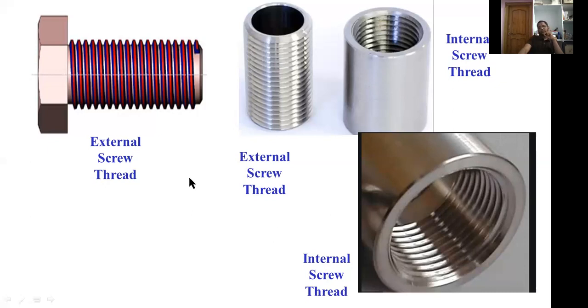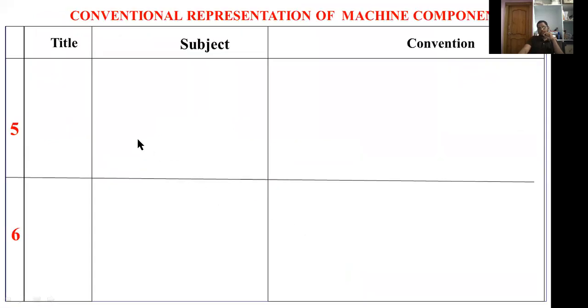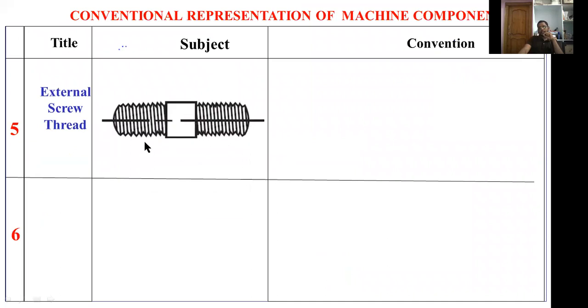How do we represent external screw threads and internal screw threads? I will show you external screw threads first. This is the example of an external screw thread, and this is the actual diagram. But drawing this actual diagram takes a lot of time. So to reduce the loss of time, I will show the shortcut method to represent external threads.